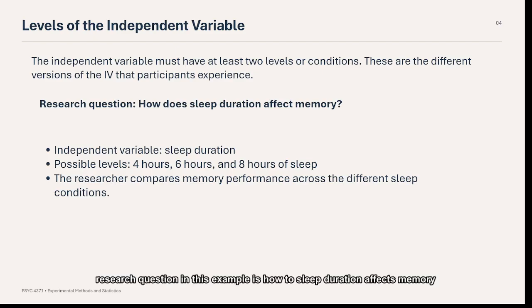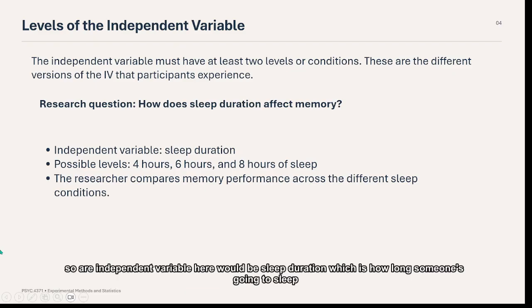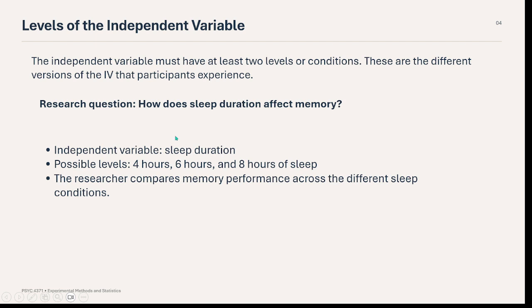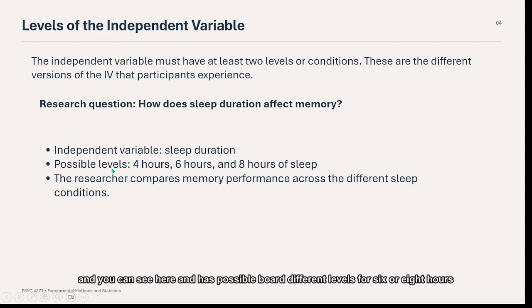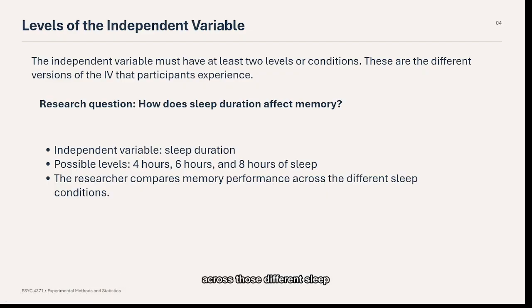The research question in this example is, how does sleep duration affect memory? So our independent variable here would be sleep duration, which is how long someone is going to sleep. And you can see here it has 3 possible levels: 4, 6, or 8 hours. So what the researcher is going to do is compare memory performance across those different sleep conditions.